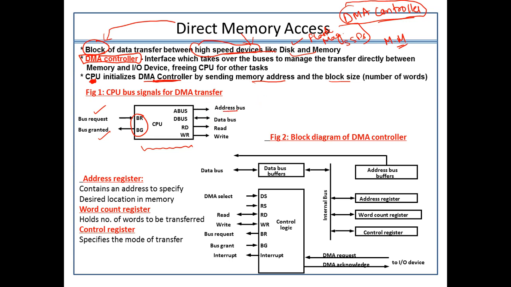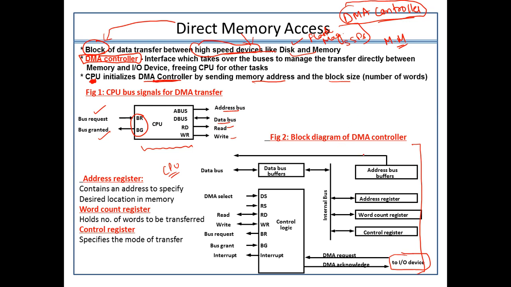Same as this, it will send the address bus, the data bus, and the read and write information to the DMA controller. Now this is the entire block diagram of the DMA controller. Here are the input output devices, and on this side we have the CPU.